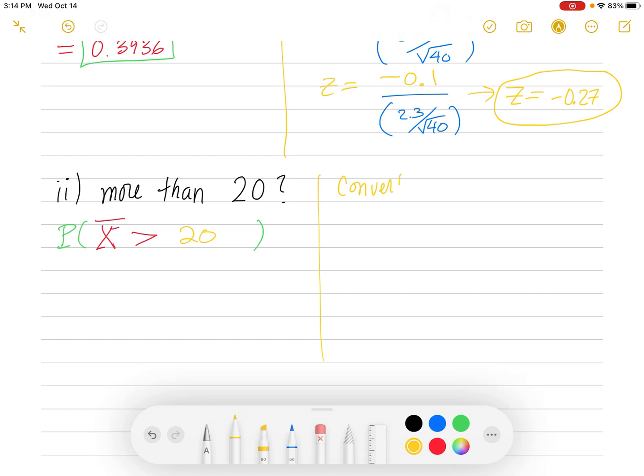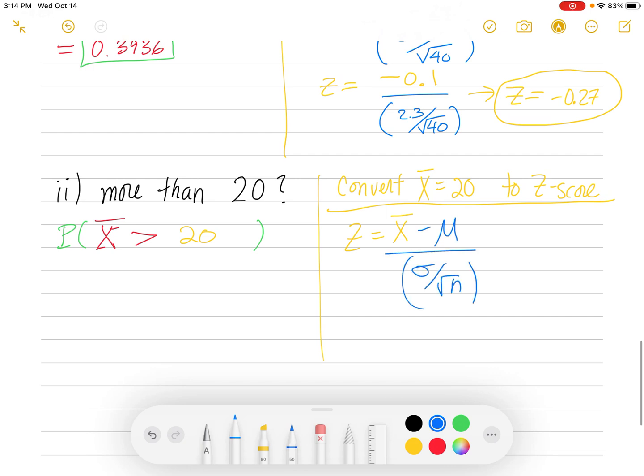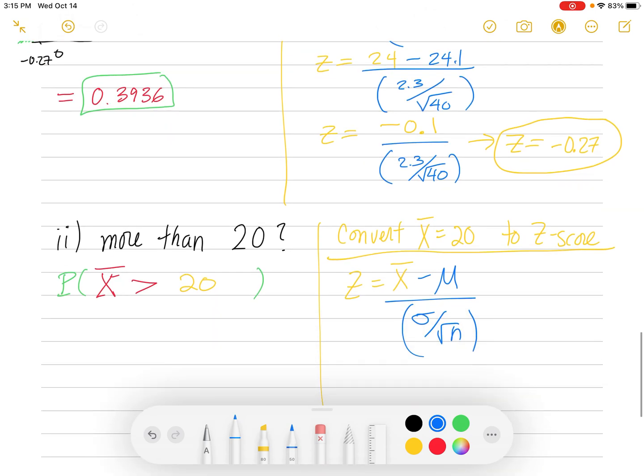So the first thing I have to do is convert 20, so a sample mean of 20, to a z-score. So you have to use the conversion formula. Z equals x bar minus mu divided by sigma over root n. Parentheses around sigma over root n.